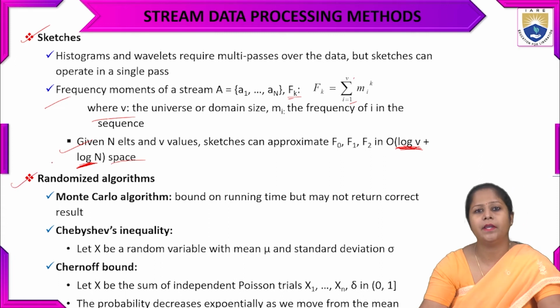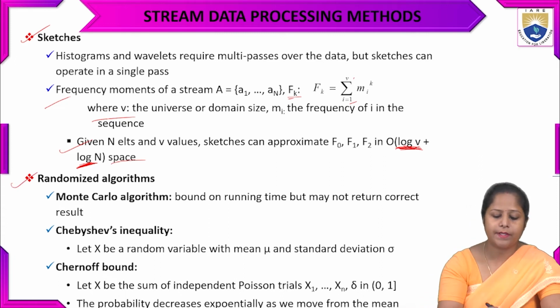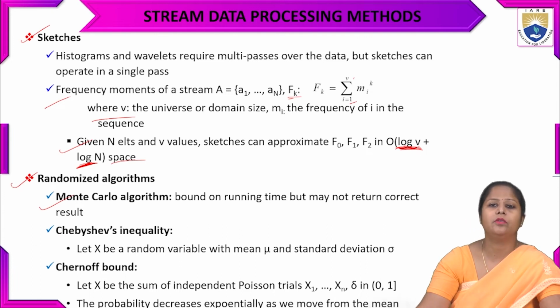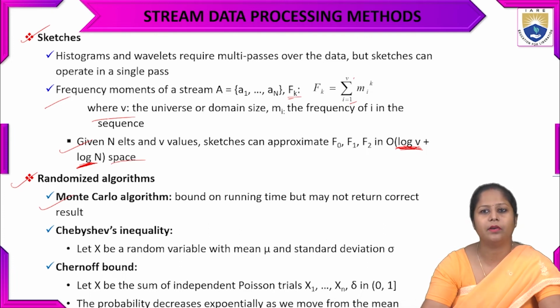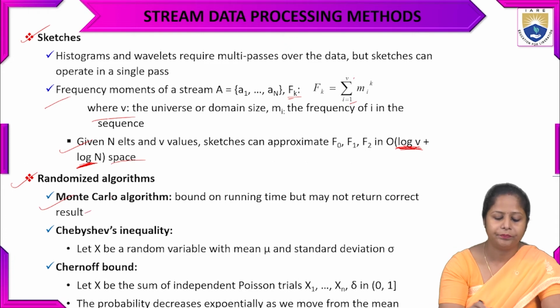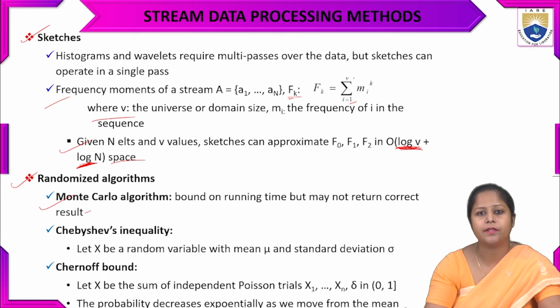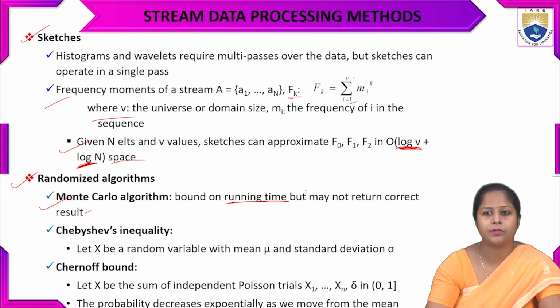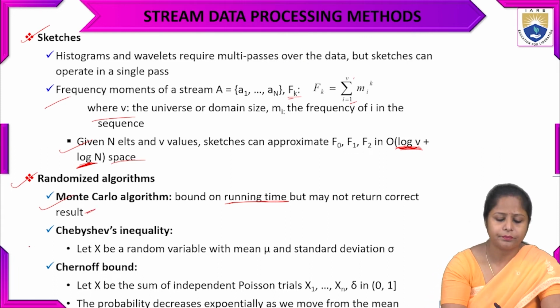Another method is randomized algorithms. The first algorithm is the Monte Carlo algorithm. In that we have a bound on running time but it may not return the correct result. That is the characteristic of the Monte Carlo algorithm.